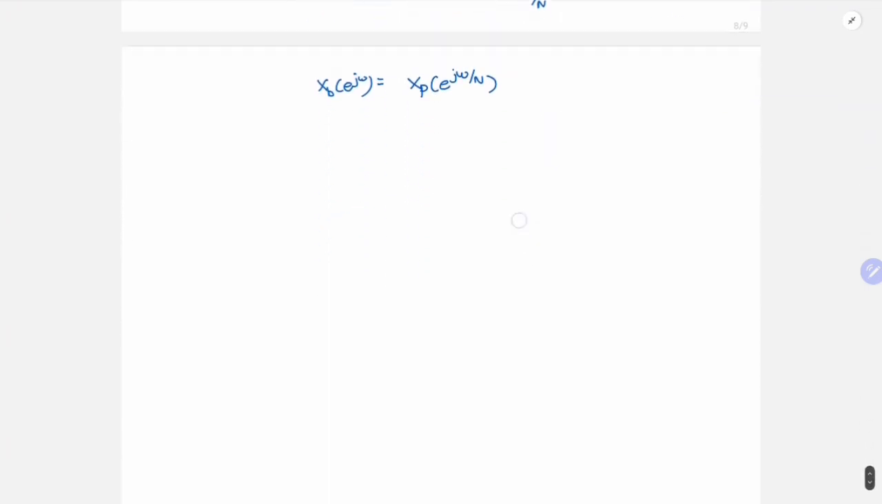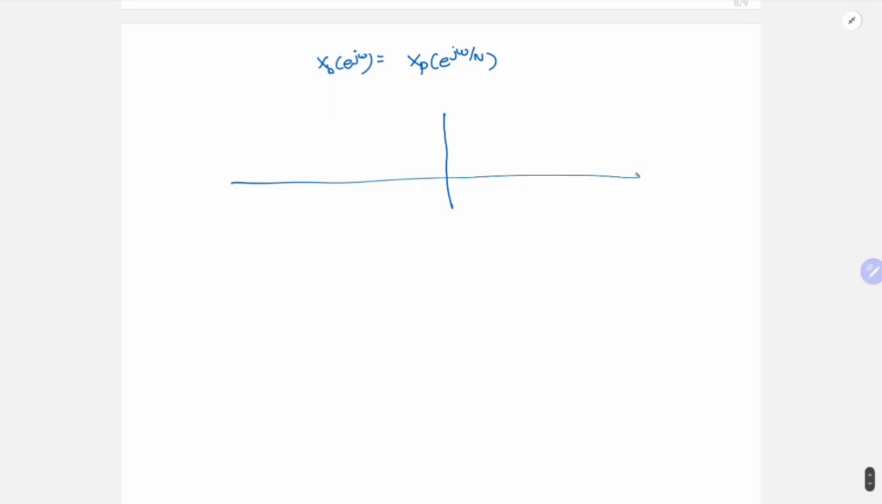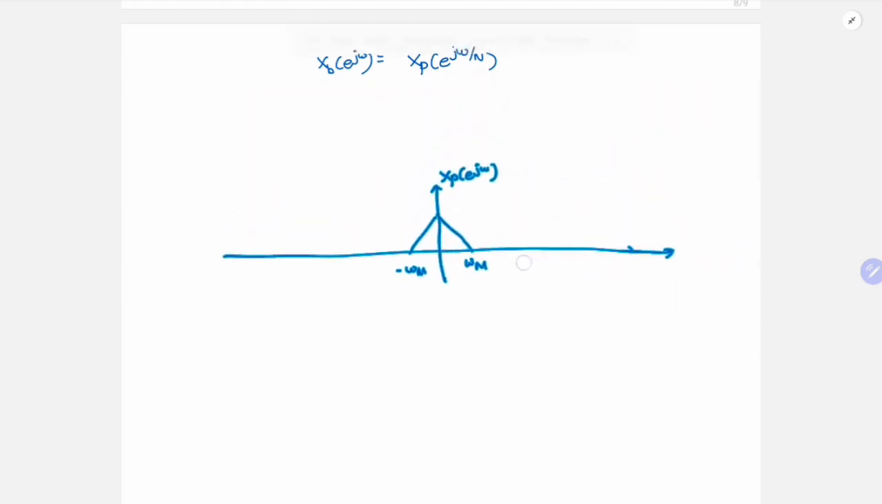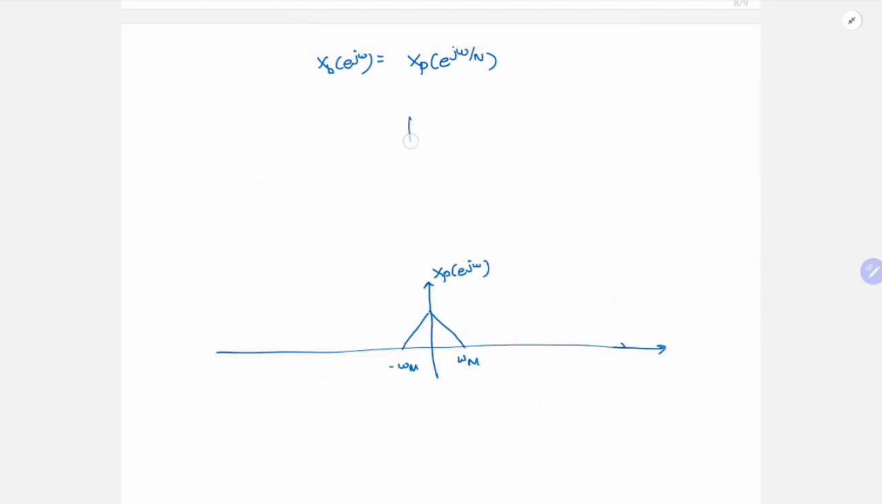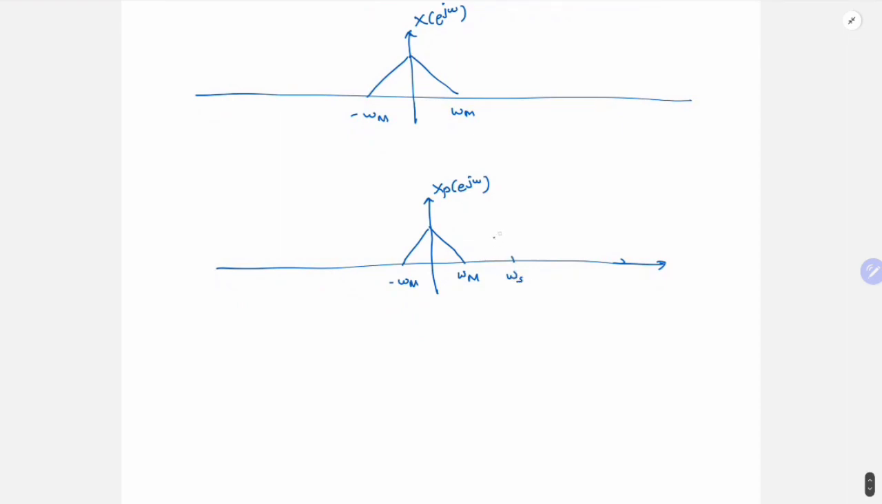So to see it more fully in the graphical picture, let's say this is my xp of e power j omega, and this is my omega m, minus omega m. We'll also see what the x of e power j omega looks like, right? That will give a more formidable picture. So x of e power j omega, I have omega m, minus omega m, and this is anyway repeated at omega s interval.